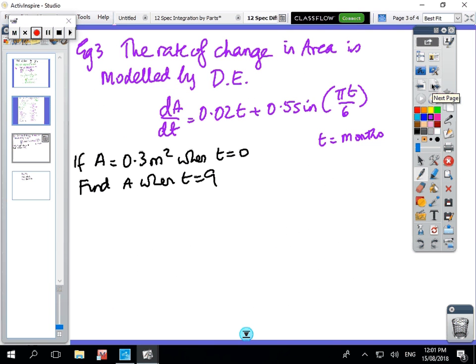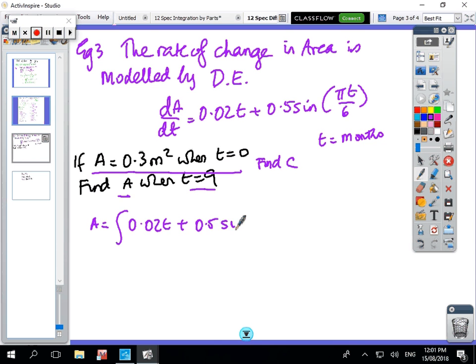Okay, next one, the rate of change in area is modeled by a differential equation. Okay, blah, blah, blah, blah. So it's a function. This information helps us find c. And then once we've got that formula, then we're going to make a substitution to finish it off. Okay, so A equals the integral of 0.02t plus 0.5 sine pi t on 6 dt.